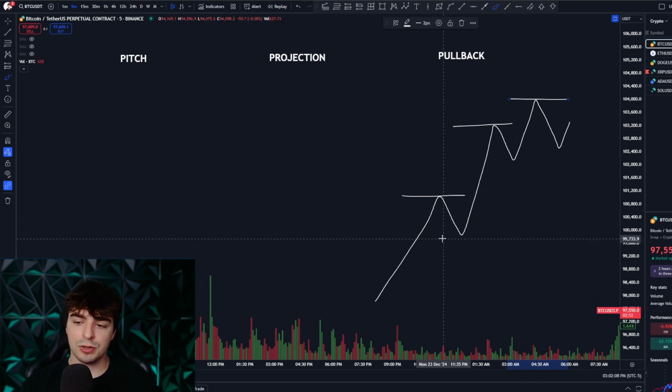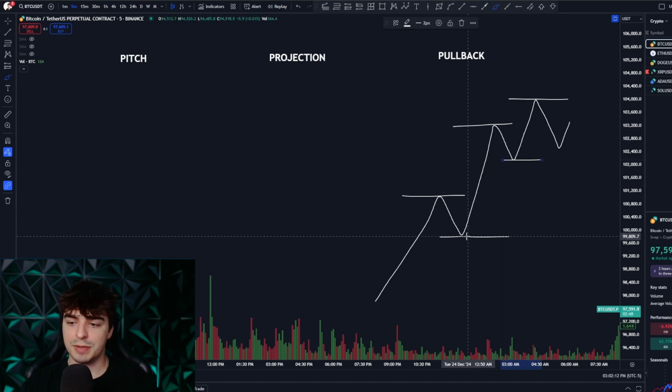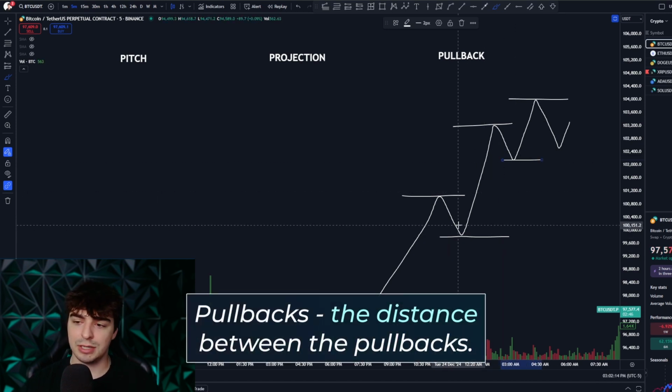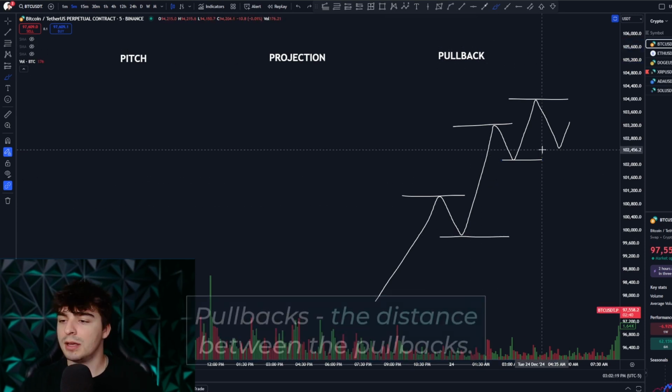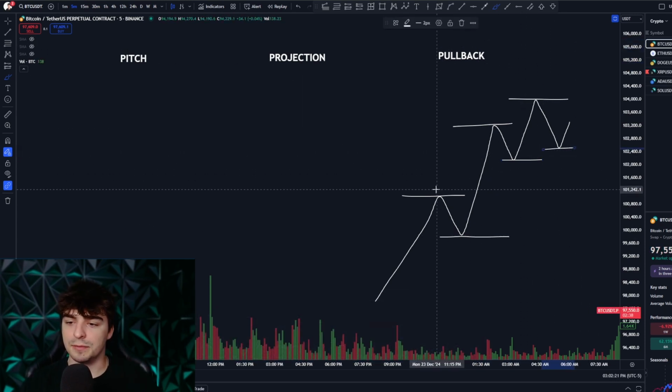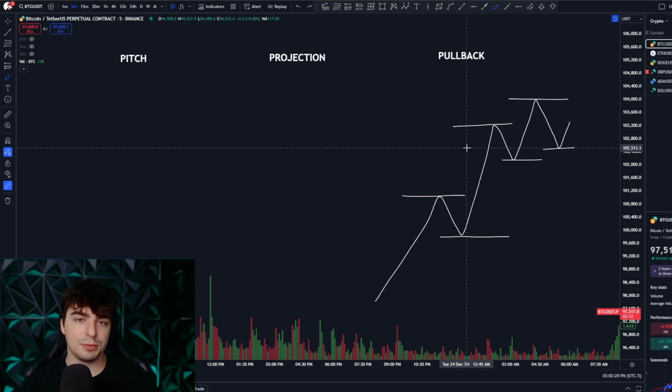So that's already a sign that price is weakening. But we can also measure the difference between the higher lows, right? So pullbacks, if you want to put it in kindergarten terms, you're just measuring the distance between the pullbacks. That's why it's called pullbacks. Okay, so let's take a look at our pullbacks here. We have our projection here, right? Which is the difference between the highs. Okay, projection is decreasing. Therefore, price is probably weakening.